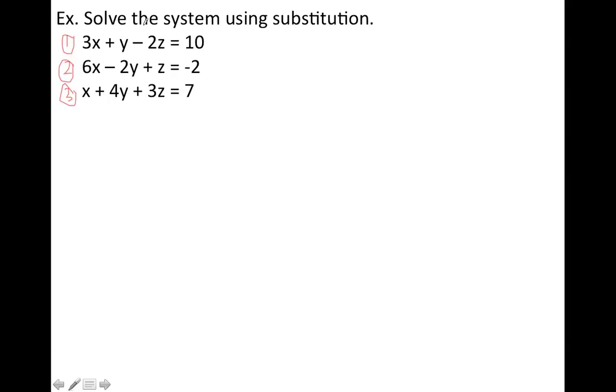So I'm going to solve equation 1 for y, which means I get y by itself and move everything else to the other side, so that y equals -3x plus 2z plus 10. From here, we have to plug in y into equations 2 and 3.